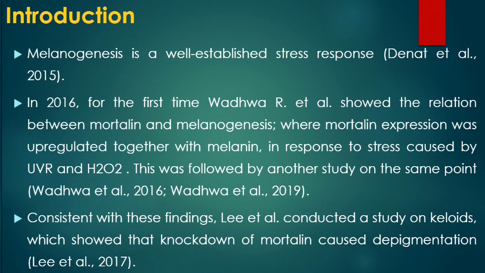Melanogenesis is a well-established stress response. In 2016, and for the first time, Wadwa et al. showed the relation between Mortalin and melanogenesis, where Mortalin expression was upregulated together with melanin in response to stress caused by ultraviolet rays and hydrogen peroxide. This was followed by another study on the same point in 2019. Consistent with these findings, Lee et al. conducted a study on keloids, which showed that knockdown of Mortalin caused depigmentation.